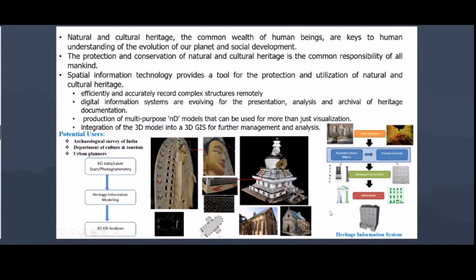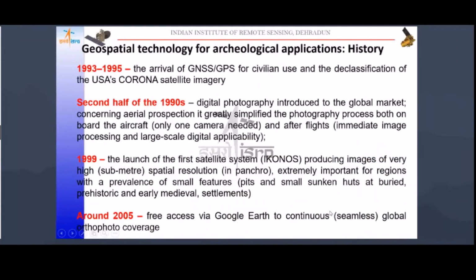Then in the mid-2000s, free access via Google Earth to continuous global orthophoto coverage was an advantage that opened up new aspects for researchers. So you could look at high resolution data via a free access portal, and this gave us immense amount of data which could be used for such studies.